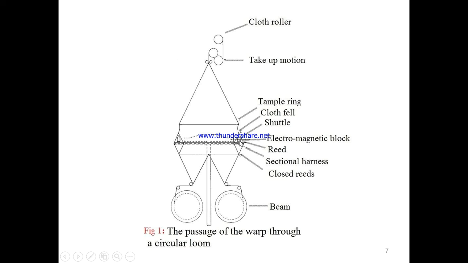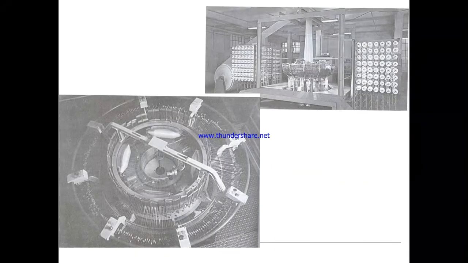The shuttle will insert the weft thread across the series of warp threads forming the shed, and then there will be the cloth fell. The cloth fell will be maintained by the ring. Then there will be the gradual take-up mechanism. The take-up motion will be situated at the top of the floor, and there will be the cloth roller. So this is the total material passage of the warp through the circular loom.